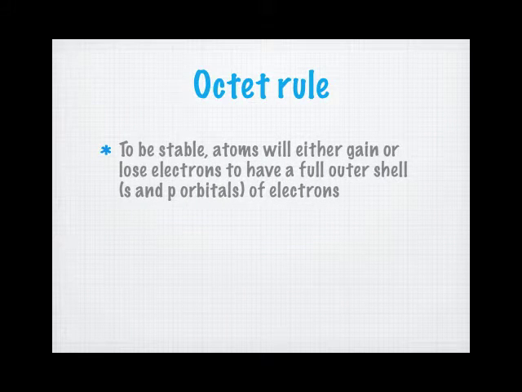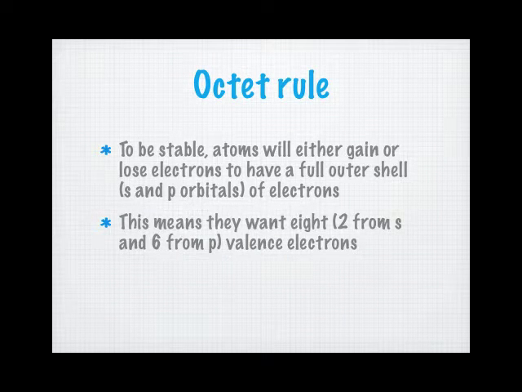The octet rule. Ooh, that's the rule of 8. To be stable, atoms will gain or lose electrons to have a full outer shell. That's the S and P orbitals, remember? This means that they want 8, 2 from the S and 6 from the P.